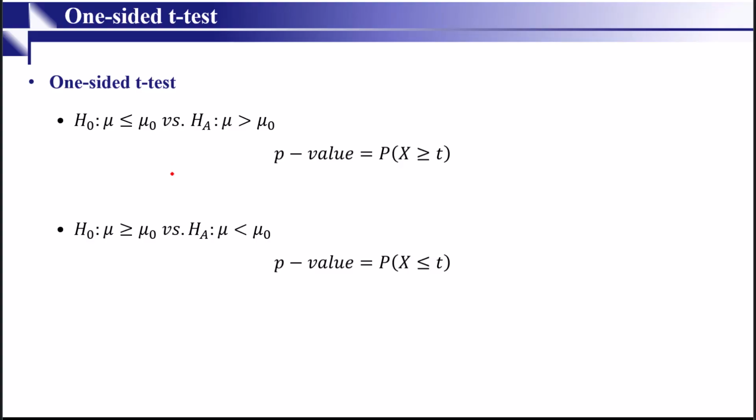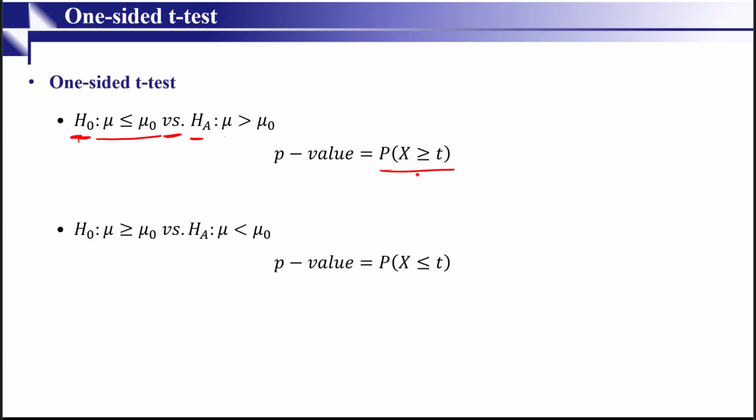For the case of a one-sided t-test, if we consider hypothesis testing of the less-than type, the null hypothesis says that mu is less than or equal to mu0, and on the other side, the alternative hypothesis says mu is greater than mu0. Then the p-value for the one-sided hypothesis testing is the probability of x greater than t.